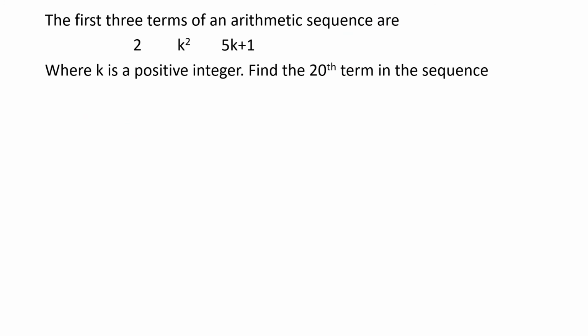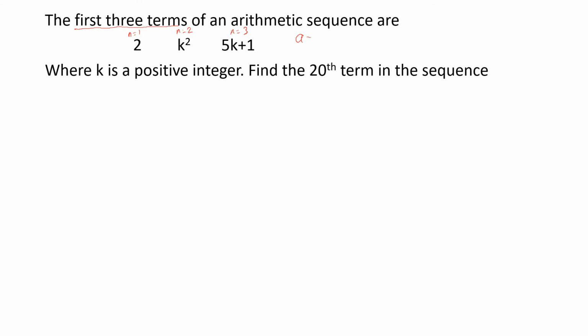Okay, let's look at an even more algebraic version of this sort of question, because all good things in maths have more algebra. We're told about the first three terms of an arithmetic sequence, and that means that this is where n equals 1, this is where n equals 2, and this is where n equals 3. We're told k is a positive integer, and we need to find the 20th term in the sequence. So what can we tell about this sequence?